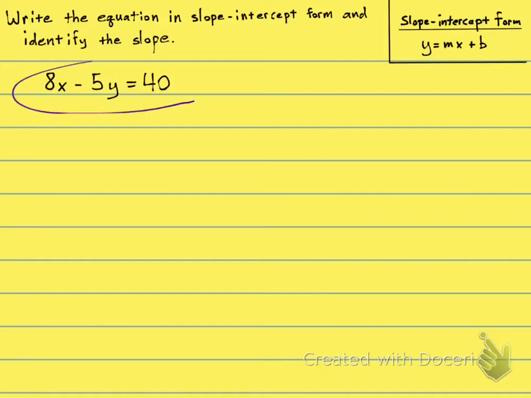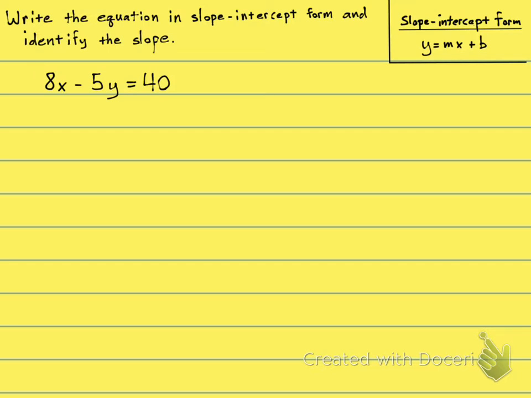We're going to write this equation right here into slope-intercept form. So if you look at slope-intercept form over here on the right, you'll notice that the y is by itself. On the other side of the equal sign, you will have your x term, and then a number out here, which is your constant. So let's get our y by itself.